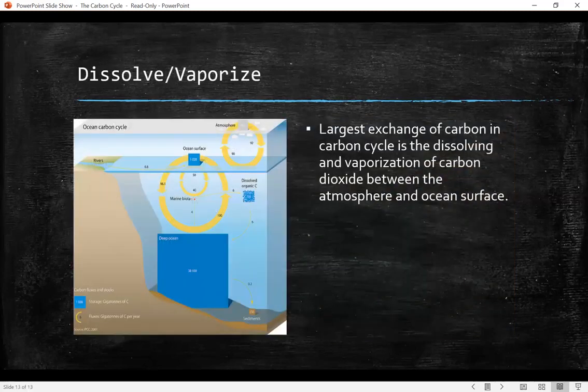And the last one I'm going to talk about is dissolve and vaporize, which is the largest exchange of carbon in the carbon cycle: the dissolving and vaporization of carbon dioxide between the atmosphere and ocean surfaces.